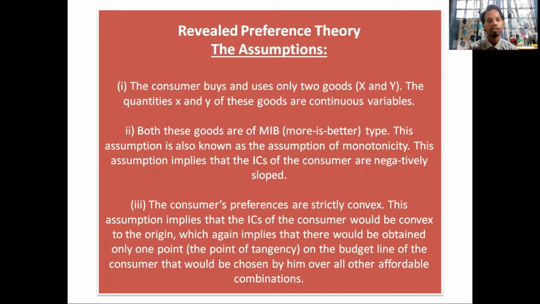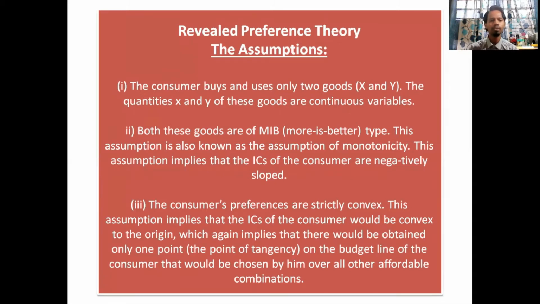line. So dear students, in this assumption 1, the consumer buys and uses only two goods, that is X and Y. The quantities X and Y of these goods are continuous and variable, as I had told you earlier, that it goes on varying, it is not fixed.